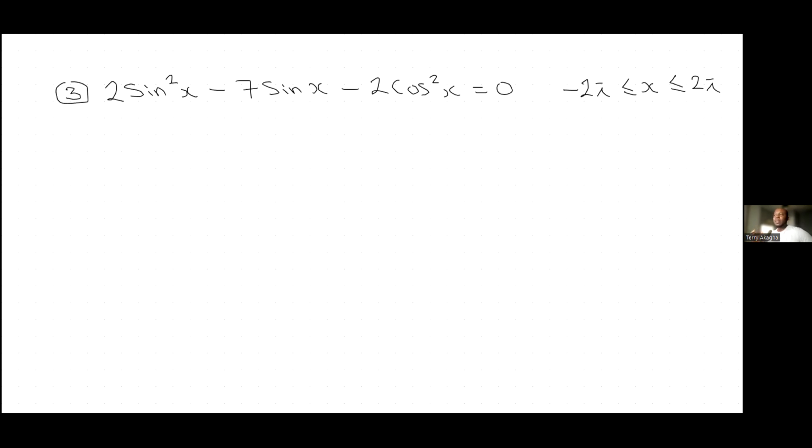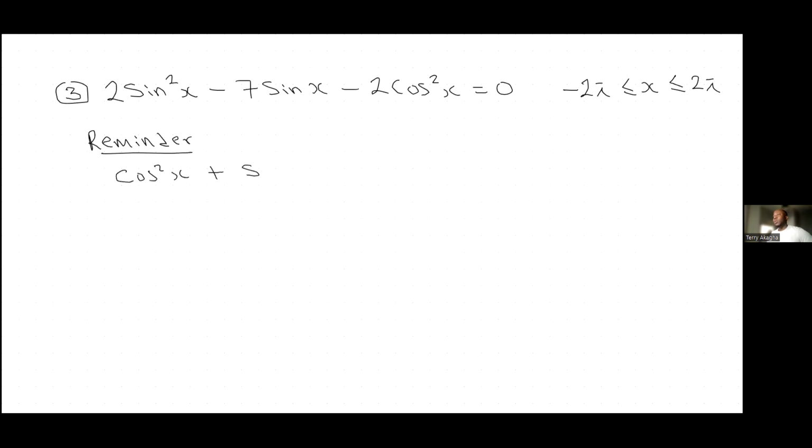Remember, we have to manipulate it so that everything in the question is either a sine, or a cosine, or something else. We can't have sine and cosine in the same question. So that's the reason why you have to manipulate it. Now, if you remember, one of the trig identities we have, because we know that there's a relationship between cos squared and sine squared, is that cos squared x plus sine squared x is equal to 1.